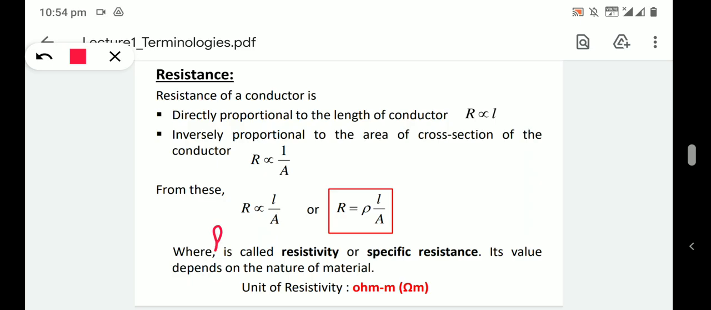Ohm meter is because R is equal to rho L by A, so rho will be equal to R into A by L. So unit of R is ohm, area A is meter square, unit of L is meter. So one meter will be cancelled from area, so unit of rho becomes ohm meter.